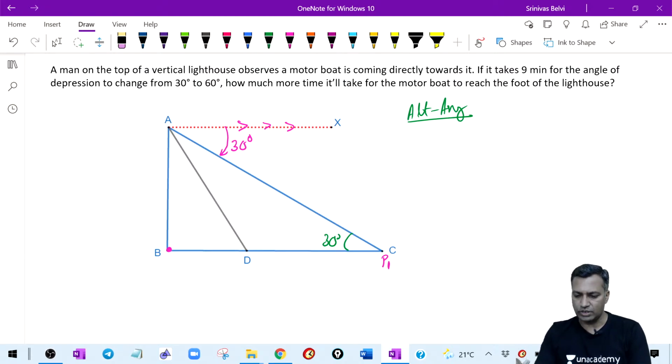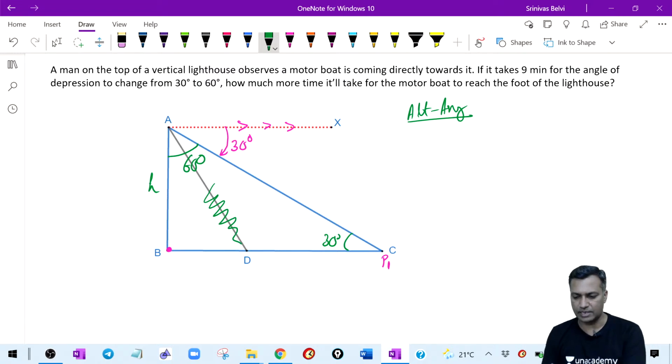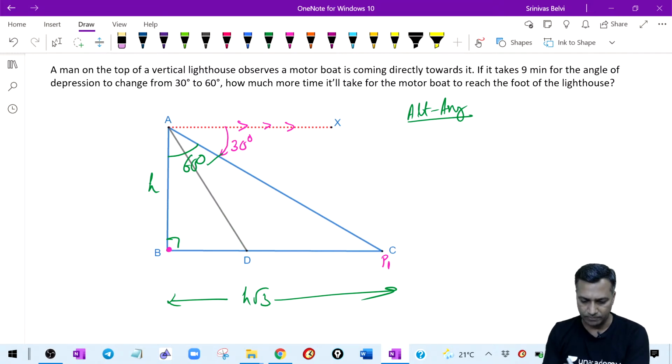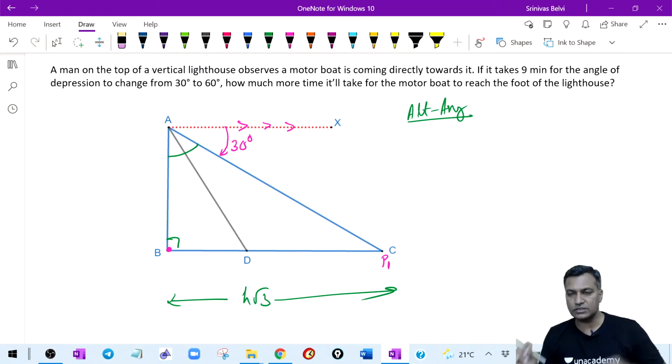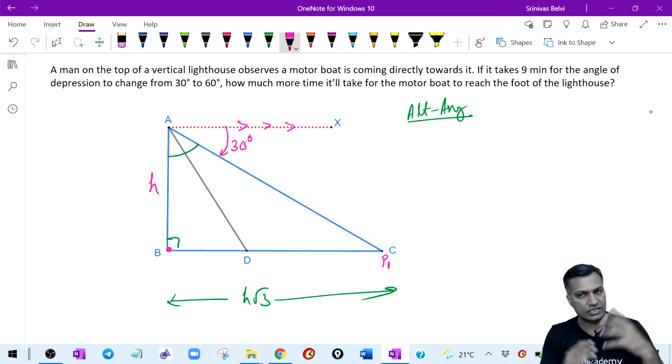Now, what do we know? If I say the height of the tower is h, then this entire angle is 60 degrees. Forget this particular line for the time being, because I have a 30 degree, a 60 degree, and this is 90. So this entire distance is h root 3. This whole stuff is h root 3. That is my case 1. Earlier the boat was h root 3 distance away. This h remains because the height is not going to change.